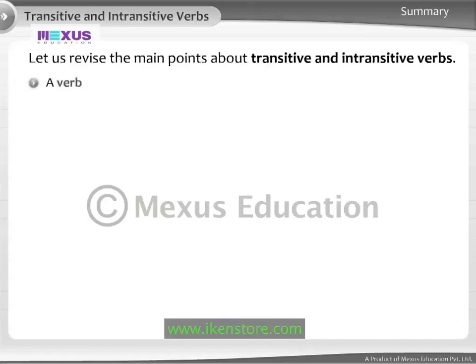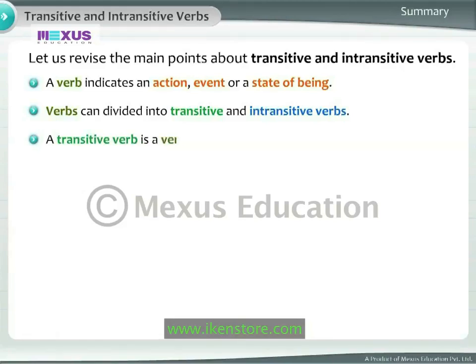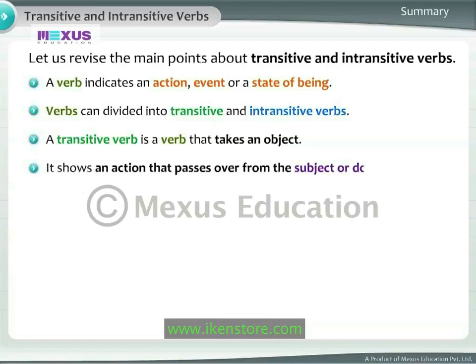A verb indicates an action, event, or a state of being. Verbs can be divided into transitive and intransitive verbs. A transitive verb is a verb that takes an object. It shows an action that passes over from the subject or doer to the object.